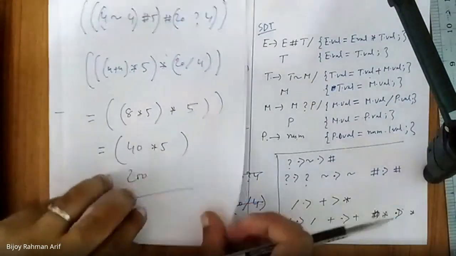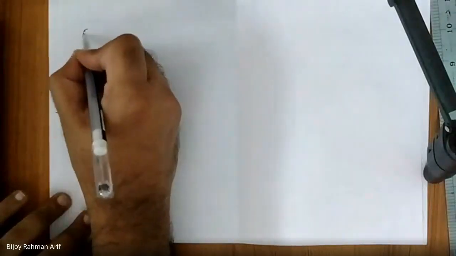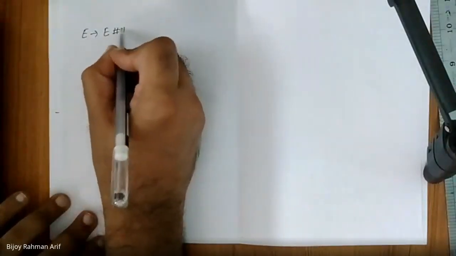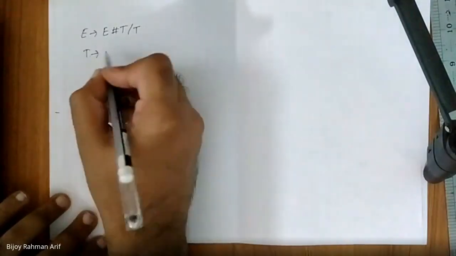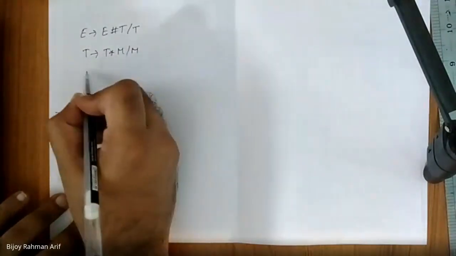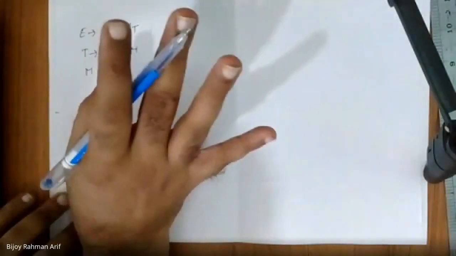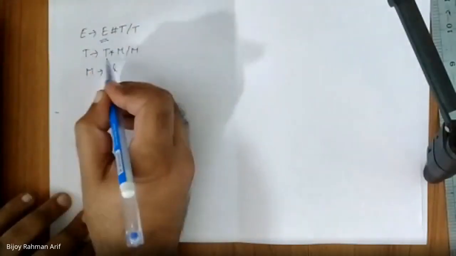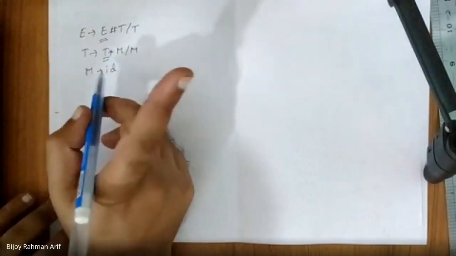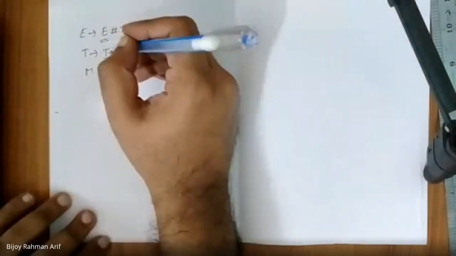Oh, okay. It is pretty simple. Let's take this one. E derives E hash T or T. T derives T star M or M. M derives I. Let's take this grammar. Now there is no associativity problem. Is it clear to you? Yeah, because it is only left recursive. Both-way recursion is not there, so there is no associativity problem. Right. Now see why there is no precedence problem here.